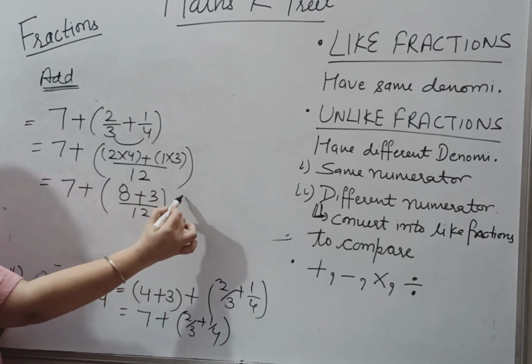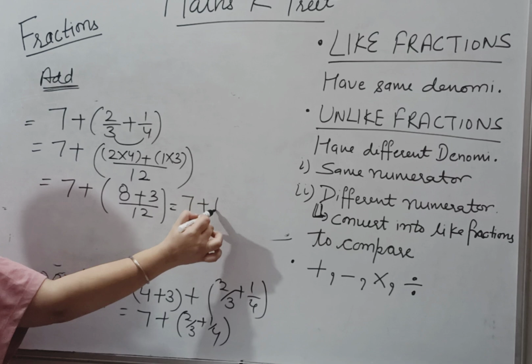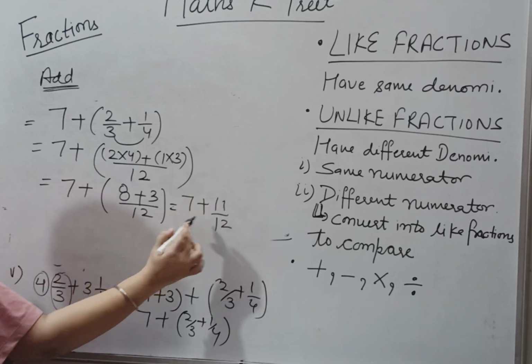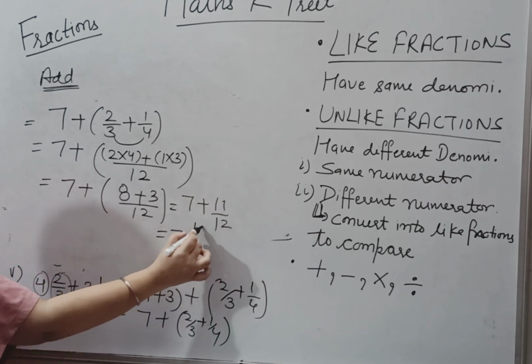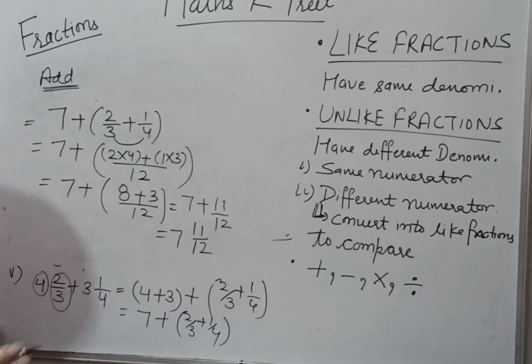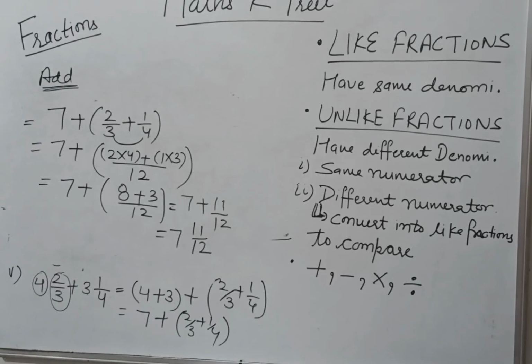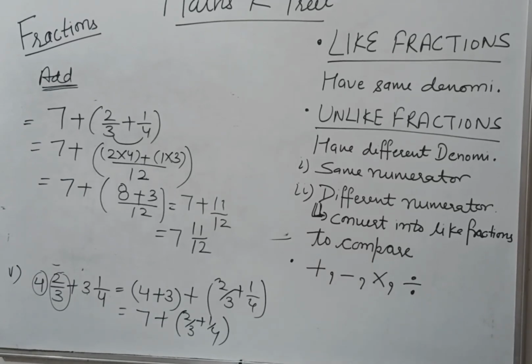This further is equals to 7 plus 11 by 12. This can be written as 7 whole 11 by 12. So this is our answer for the addition when we are having mixed fractions. This is the way we will do it.